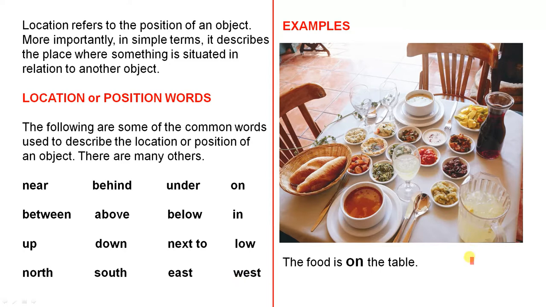Let's look at some examples. We can see here we have a lot of food. It looks so beautiful. And here we have a table. We can quite confidently say that the food is on the table. So there's a position word. It's telling us the location of the food with respect to the table.